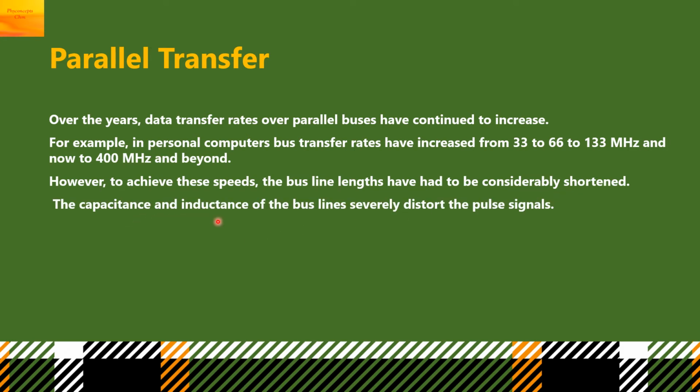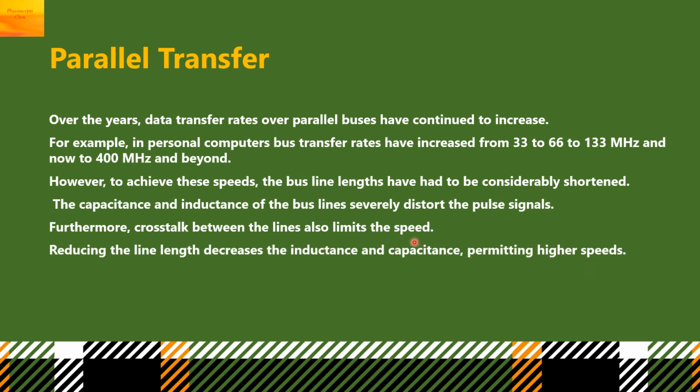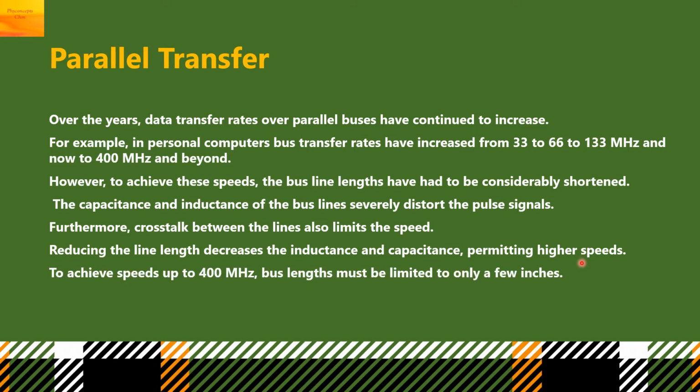The capacitance and the inductance of the bus lines severely distort the pulse signals. Furthermore, crosstalk between the lines also limits the speed. Reducing the line length decreases the inductance and the capacitance, permitting higher speeds. To achieve speeds up to 400 MHz, bus lengths must be limited to only a few inches. To achieve higher rates, serial data transfers are being used.